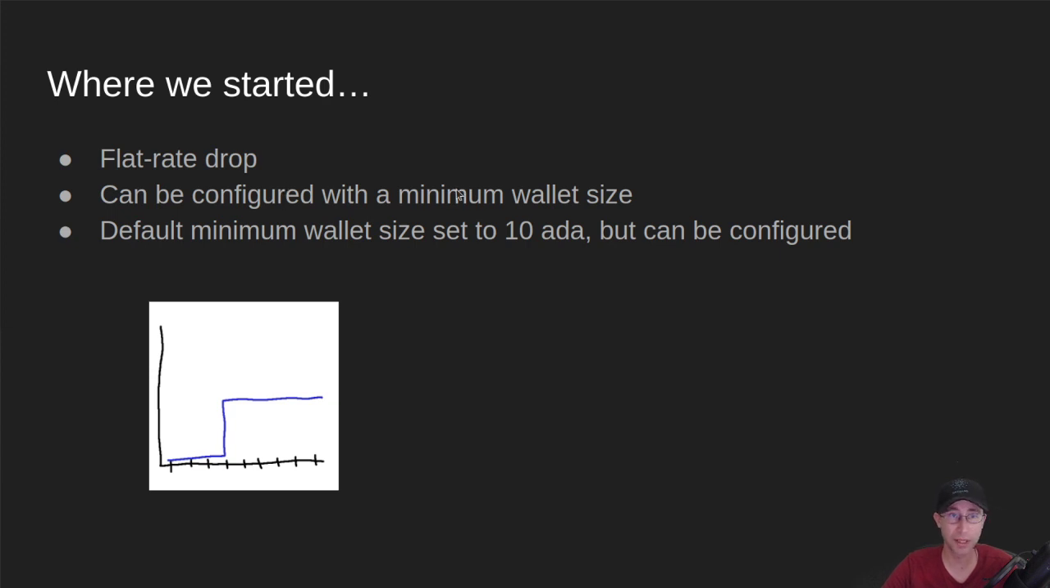The flat rate drop can also be configured, like I said, with a minimum wallet size. The default minimum is set to 10 ADA, but that can be configured based on who the token client is and what their goals are.